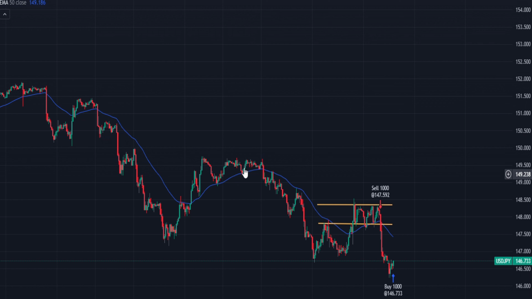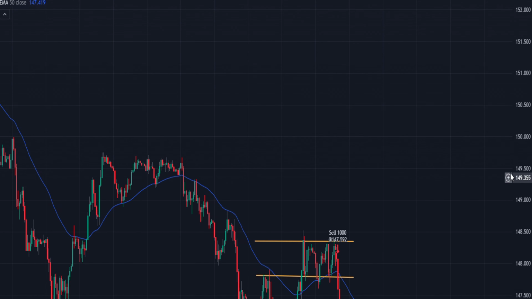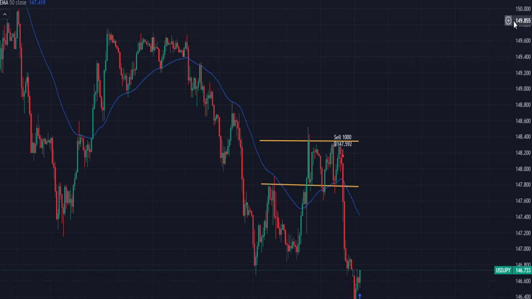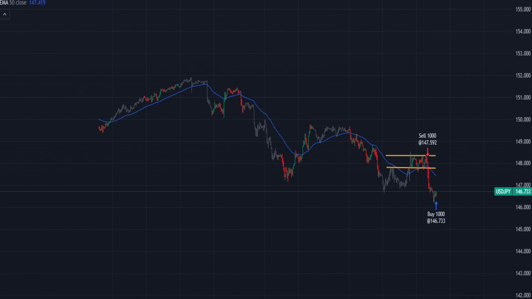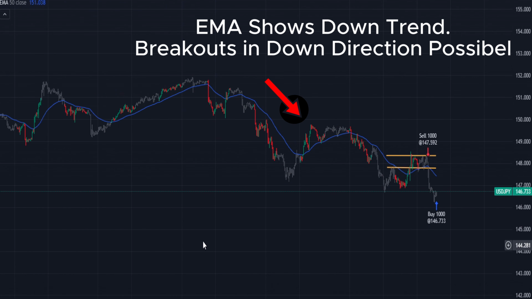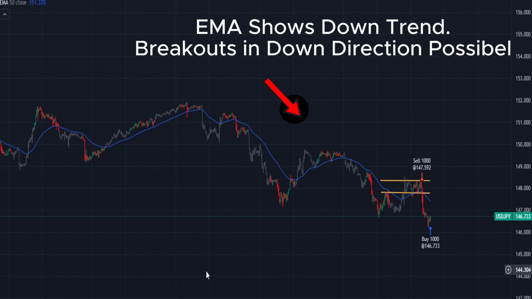Setting up the strategy. Here's how to use the breakout strategy with MA effectively. Chart setup. Start by opening a chart of your preferred time frame. Apply a simple moving average, SMA, or exponential moving average, EMA, to the chart. The choice between SMA and EMA depends on your preference and trading style.